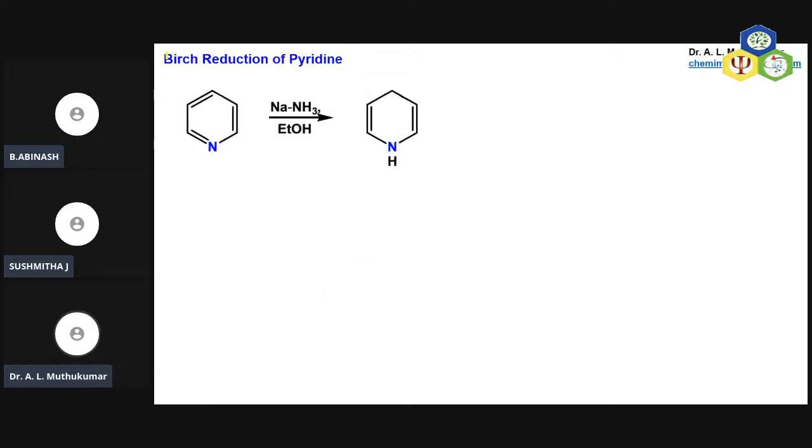Next reaction, that is Birch reduction of pyridine. This is another important reaction. I think they have asked this question twice in the CSIR examination. When you treat pyridine with sodium in liquid ammonia followed by treatment with ethanol, it will give you 1,4-dihydropyridine. It is an important reaction, just keep in mind.